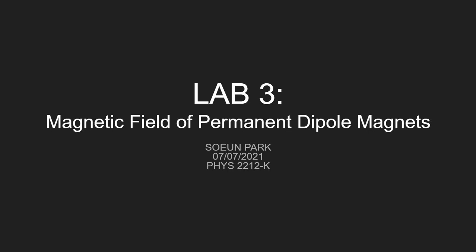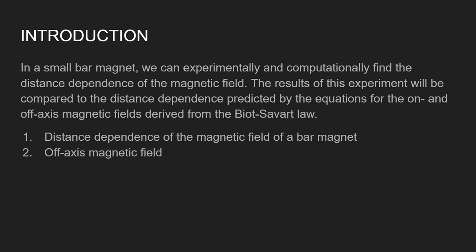Lab 3: magnetic field of permanent dipole magnets. In a small bar magnet, we can experimentally and computationally find the distance dependence of the magnetic field. The results of this experiment will be compared to the distance dependence predicted by the equations for the on- and off-axis magnetic fields derived from the Biot-Savart law.